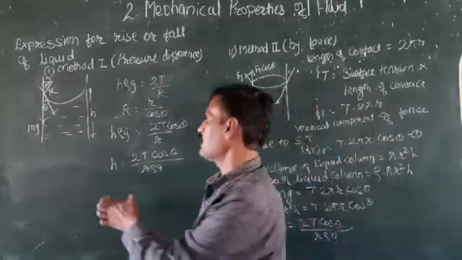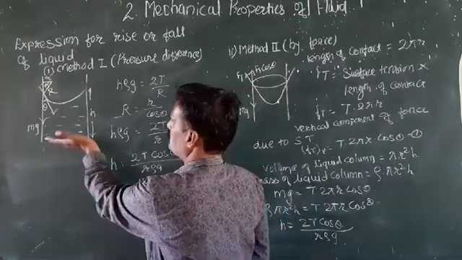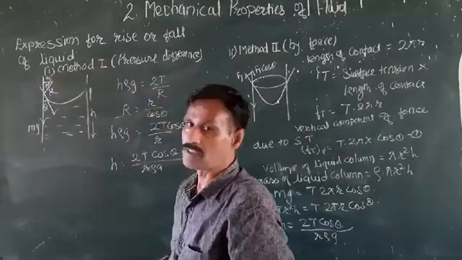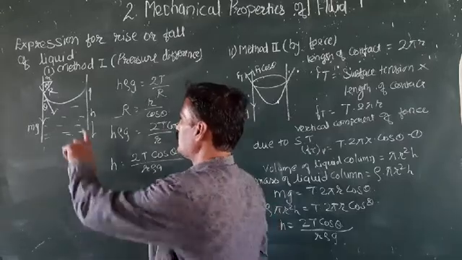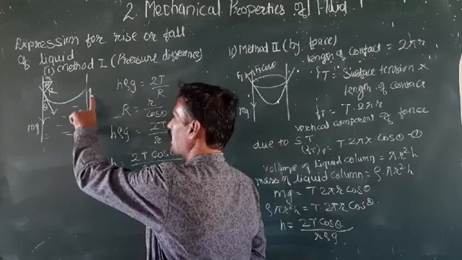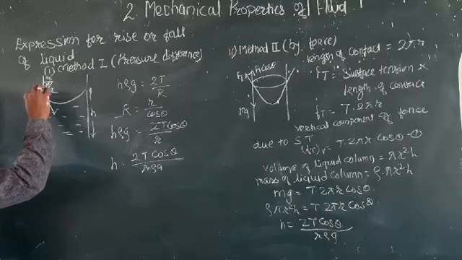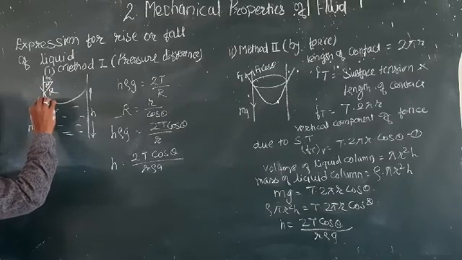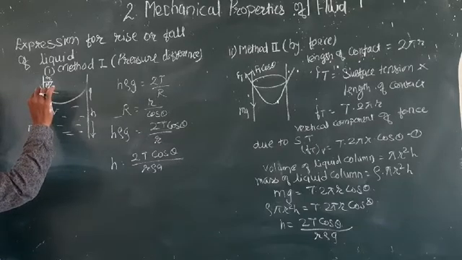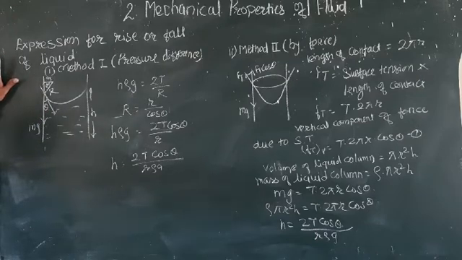Now, when the capillary tube is dipped into a liquid such as water, the water rises in the tube, forming a concave surface. The water rises in the tube up to the height h. A tangent is drawn to the liquid surface. This angle is the angle of contact. This is the angle of contact.